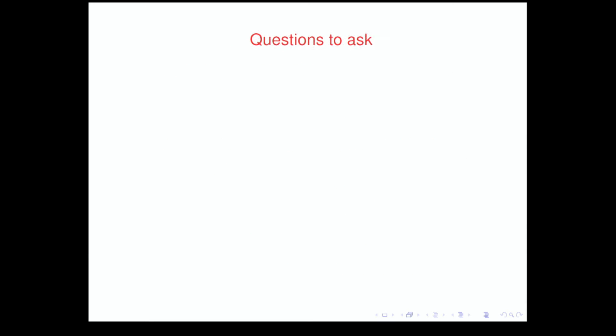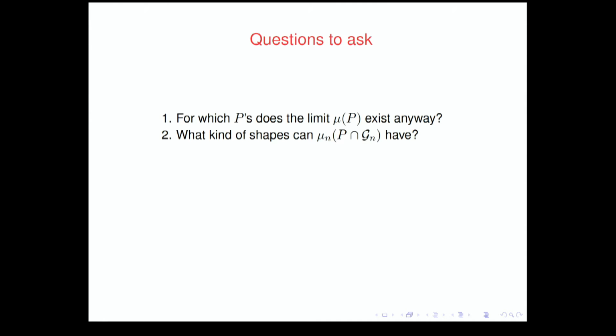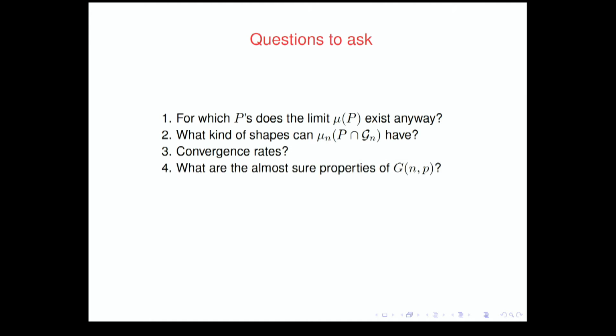So what are questions that we can ask in this model, and what did Erdős-Rényi and Gilbert ask? Things we can ask is, well, for which p's or which properties of graphs does this limit actually exist? This is the first question we want to ask. Then, for every n, it gives you a probability, which is the probability that the random graph with n vertices satisfies the property. What shapes can this function have? That's another question you want to ask. What convergence rates do you have? Can you answer these sorts of things?